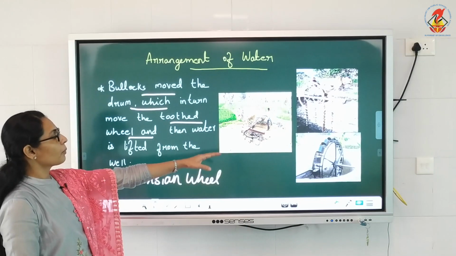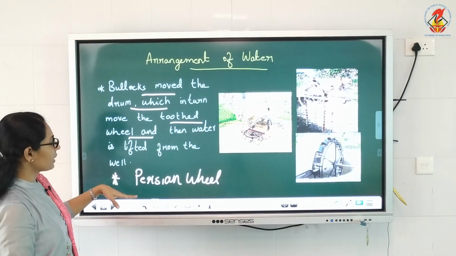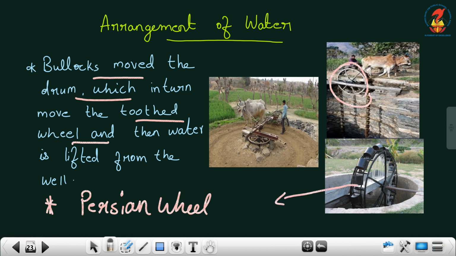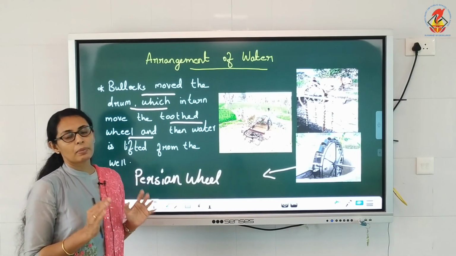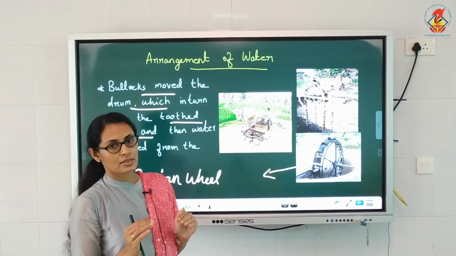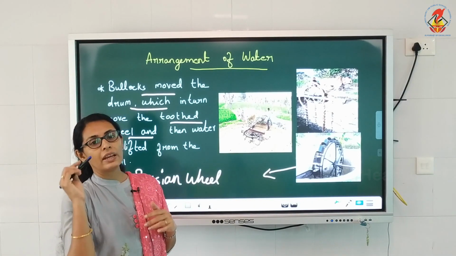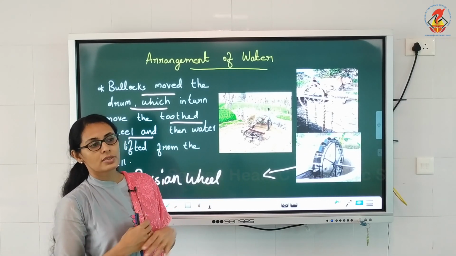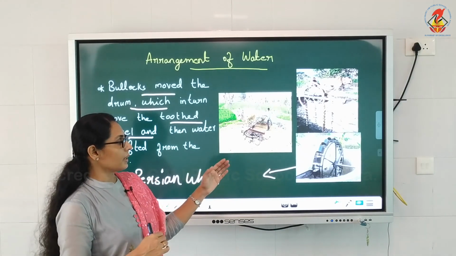So by using bullocks, they lifted the water from the well, and for that they used the Persian wheel. This is known as the Persian wheel. So how did they take water out? First, they mainly depended on wells. The main water source was the well, and also they depended upon rainwater. They had a storage for keeping the rainwater. The most important water source they depended on was the well.